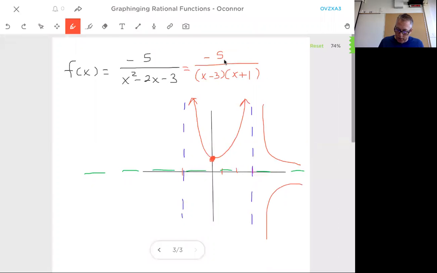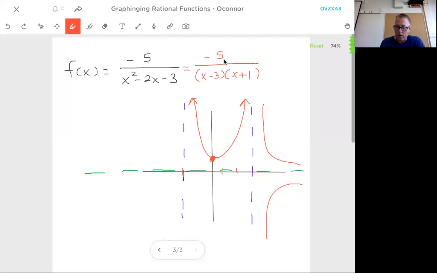So remember, we had 1, 2, 3. So a number bigger than 3, if we plug in 4, okay? And I only need to know if it's positive or negative, really, because if it's positive, it's up here. If it's negative, it's down here.